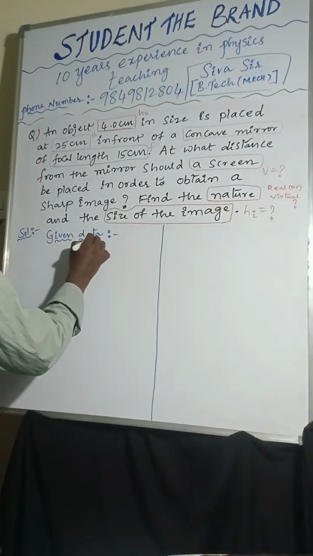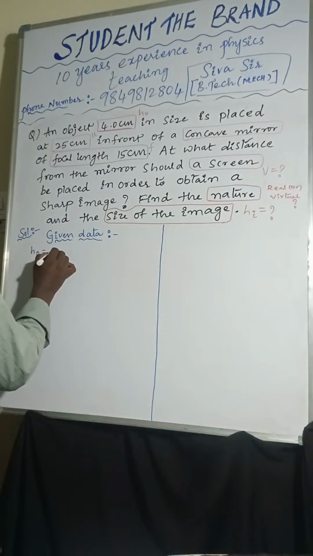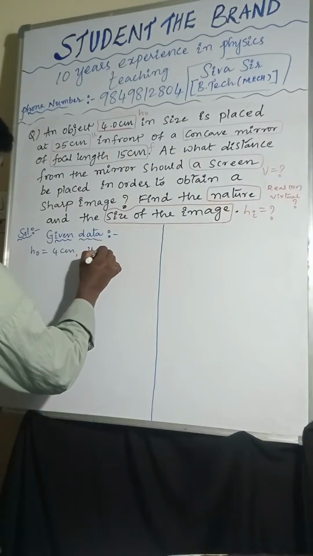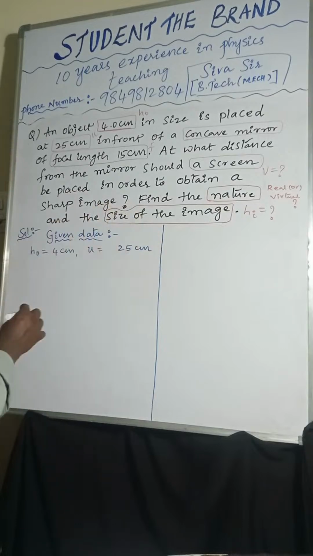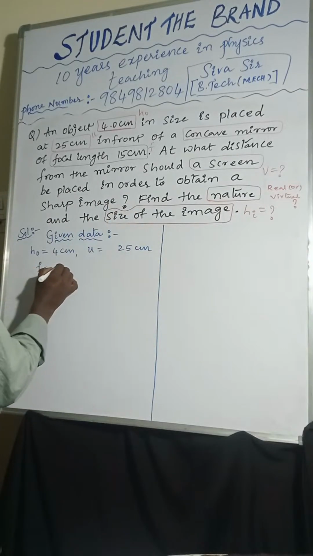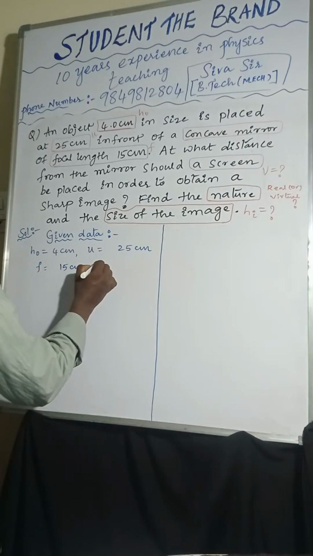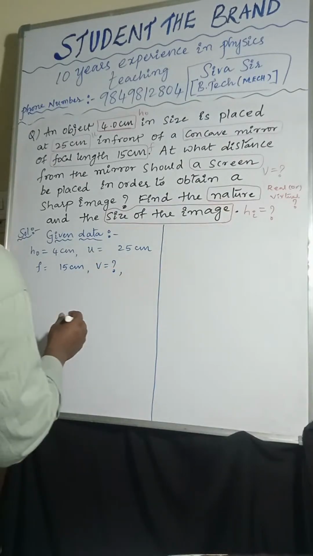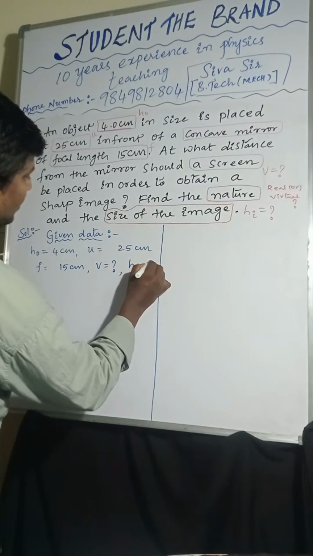So first, we can take the values. Height of the object is 4 centimeter. Object distance is given, 25 centimeter. And focal length is also given, 15 centimeter. Now we have to find the image distance, and one more point, the size of the image, that is, the height of the image. So this is the question.